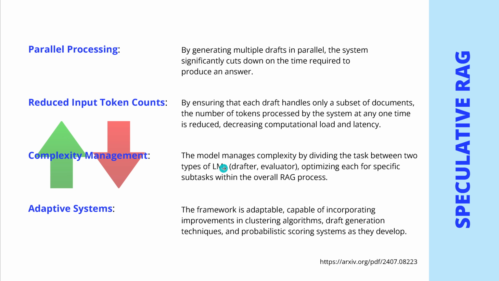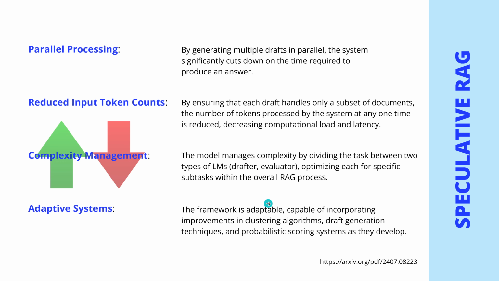Now to the complexity. The model manages complexity by dividing the task into two different types of action, one for the LLM that is acting as a drafter and one for the LLM that is acting as an evaluator, optimizing each for specific subtasks within the overall RAG process. But since we are generating multiple drafts, multiple views of the same data, of course the amount of data goes up and has an impact on the complexity management. Also, for a particular single-view response, the complexity can go down. But if you look at the complete workload, it goes up.